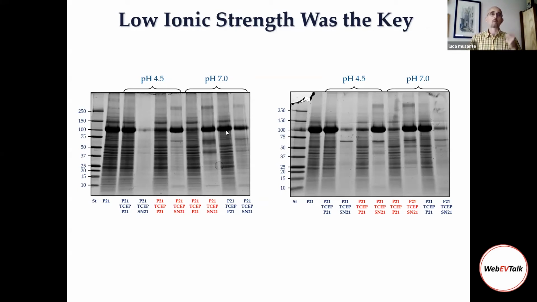And probably for the presence of salt, we get an unfolded Tamm-Horsfall protein with the reducing agent, because I didn't tell you earlier, but THP has 48 cysteines, and all of them are engaged in 24 disulfide bonds. So when we use a reducing agent, the molecule opens up, and it can be released in the supernatant, provided that we work at very low ionic strength.